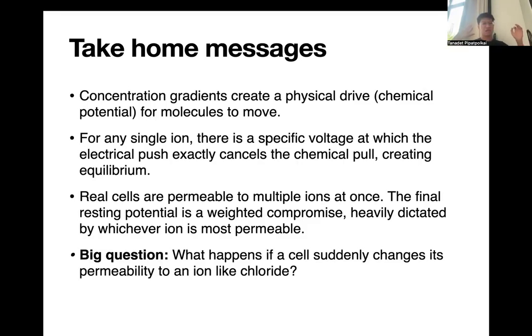Now, chloride concentration is about the same on both sides of a membrane. But what do you think might happen in a context where a cell has a chloride channel that suddenly becomes more open, so the cell becomes permeable to chloride? What do you think will happen to the cell resting potential? I'll leave that question to you. We'll discuss that in our next lecture.